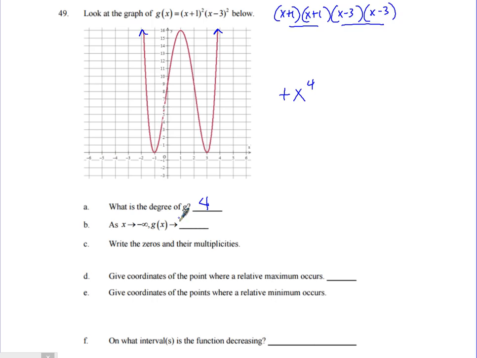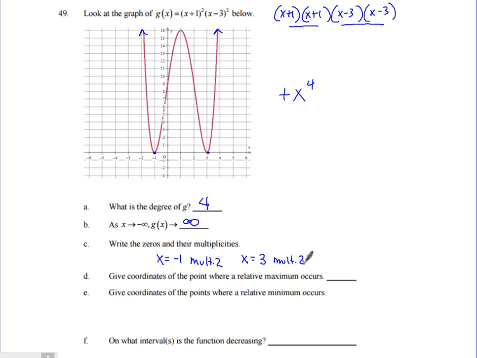As we go to the left, as we get more and more negative, what happens to the y? It goes more and more positive, so we're increasing. Write the zeros and their multiplicity. We have 2 zeros, at x equals -1 and at x equals 3, and they're both multiplicity 2. Uh-oh, I didn't leave enough room. Okay, multiplicity 2, and at x equals 3, multiplicity 2.